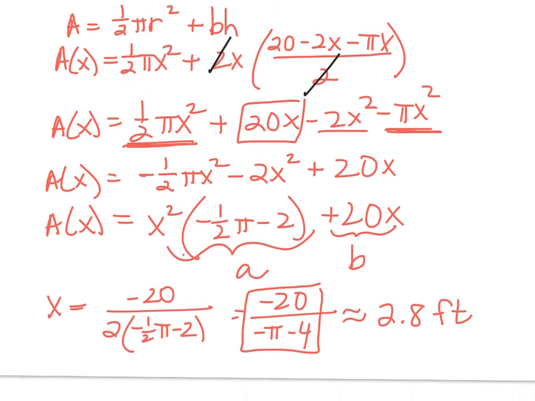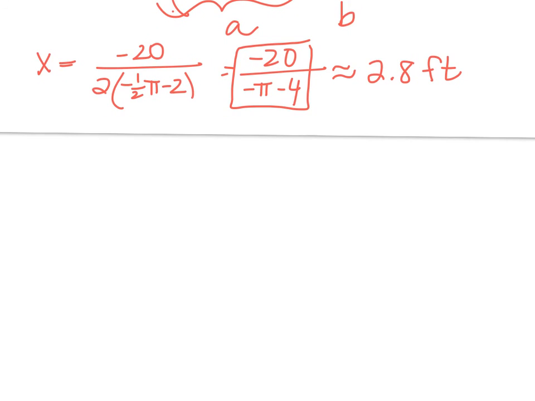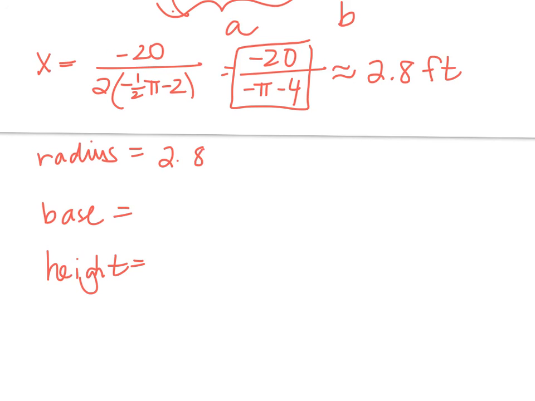Okay, now, if you go back up and read the instructions really carefully, they say find the dimensions. Now, when I'm asking for dimensions, that means I need all the dimensions in the problem. I need a radius, I need a base, and I need a height of the rectangle. So I need to find all three of these values. Now, this x, remember, if you look back up your picture, x is the radius. So the radius, kind of nice, 2.8 feet, that part's done. The base of the rectangle, remember, was 2 x's. So if I double that, I get 5.6 feet.